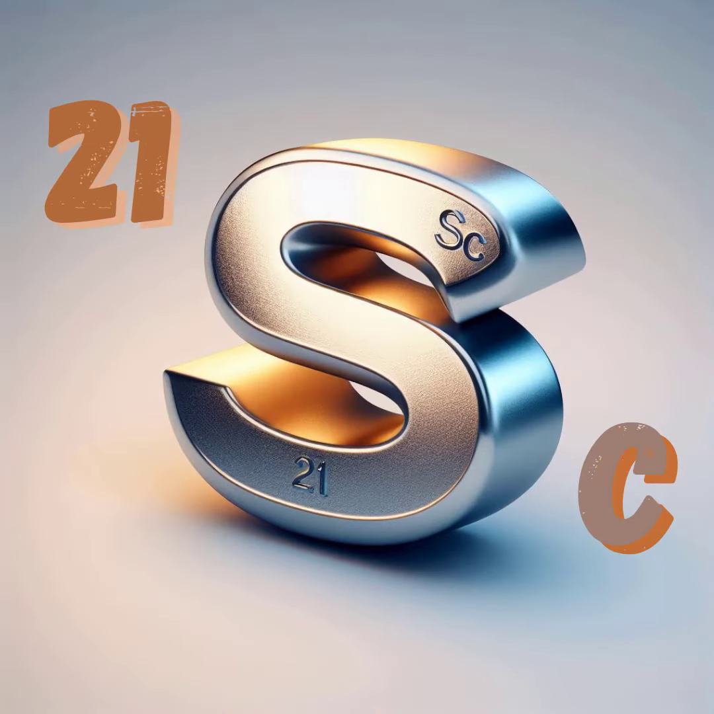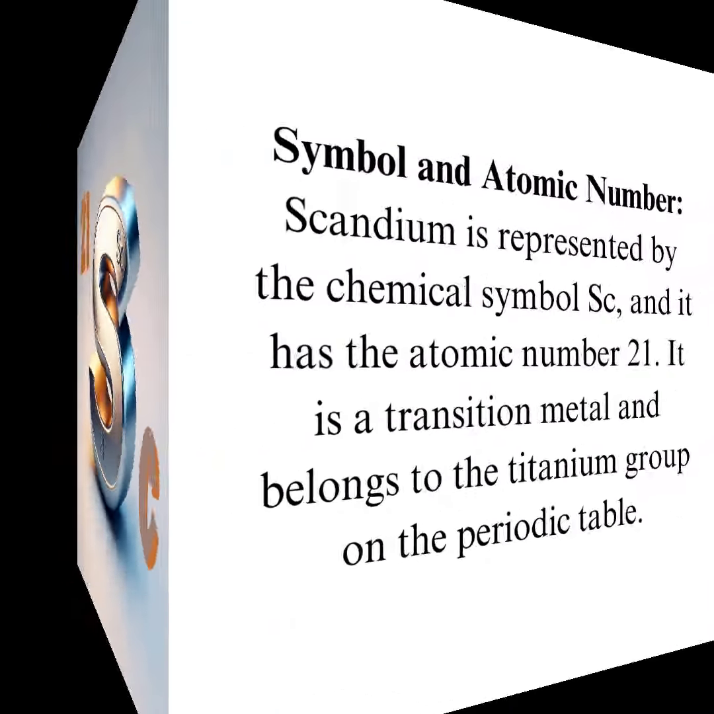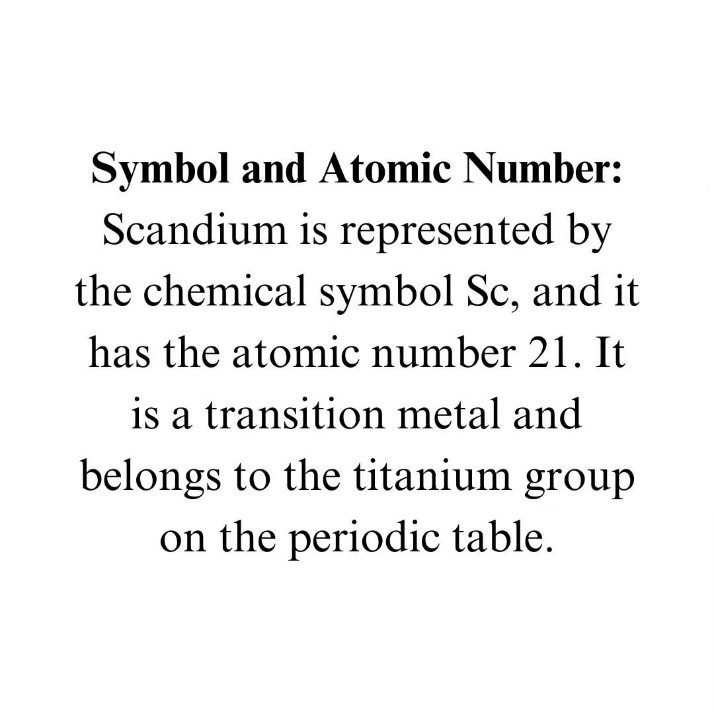Symbol and atomic number. Scandium is represented by the chemical symbol Sc, and it has the atomic number 21. It is a transition metal and belongs to the titanium group on the periodic table.